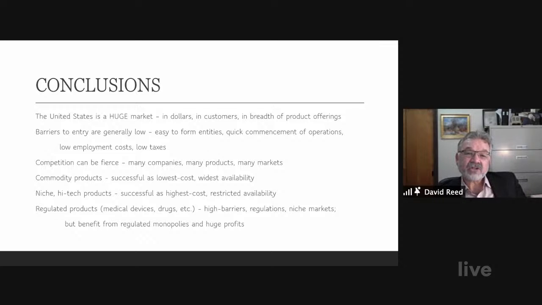If you're a niche high-tech product, however, you may likely be best and most successful as a highest cost, restricted availability product. Think about iPhones that are offered here in the United States for $1,000, and everyone wants to fight and brag that they got theirs first before anyone else did.